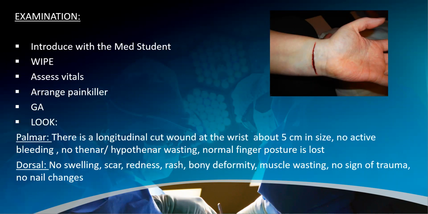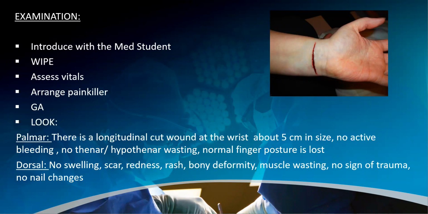In the palmar aspect, as you can see, there is a longitudinal cut wound at the wrist, about 5 centimeters in size, no active bleeding. And you also look for any tendon or hypothenar bulging. And most important in this case is you look for the finger posture.